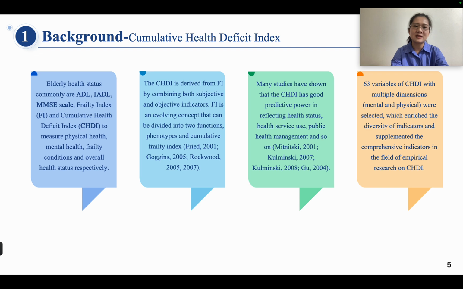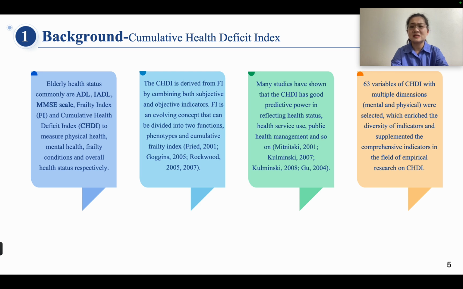Elderly health status is commonly measured by ADL, IADL, the MMSE scale, the frailty index, and the cumulative health deficit index (CHDI), which measure physical health, mental health, and frailty conditions and overall health status respectively. The CHDI is derived from the FI by combining both subjective and objective indicators. FI is an evolving concept that can be divided into two functions, phenotypes and cumulative frailty index.